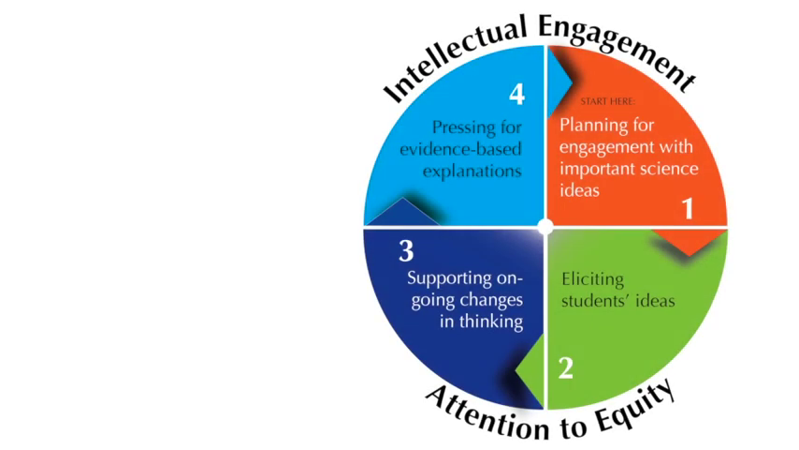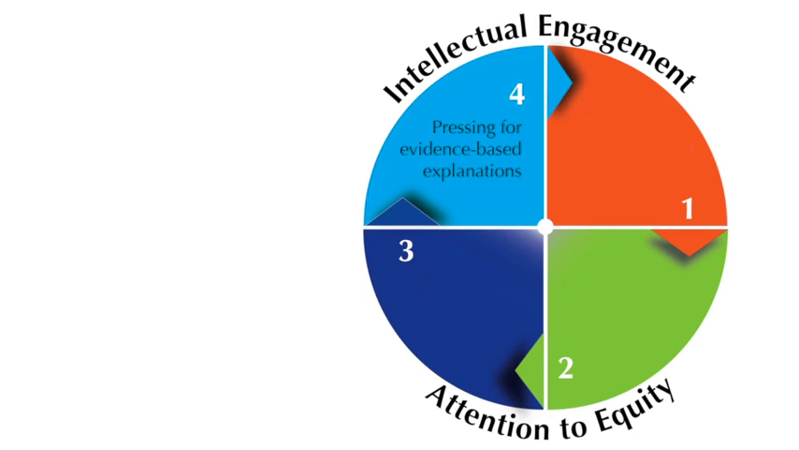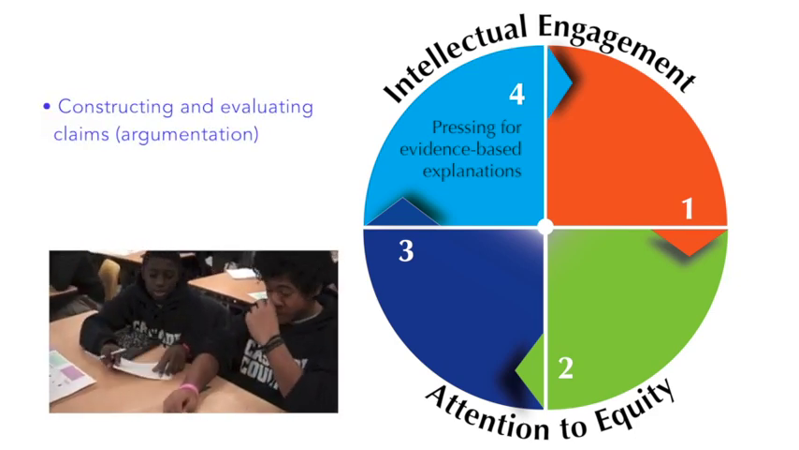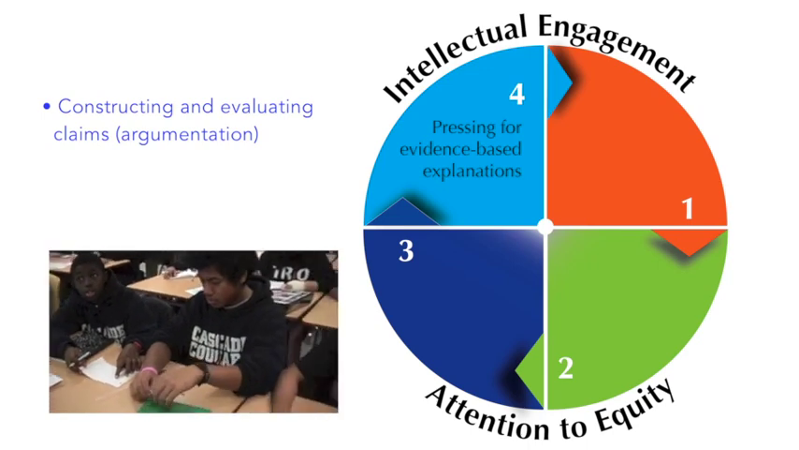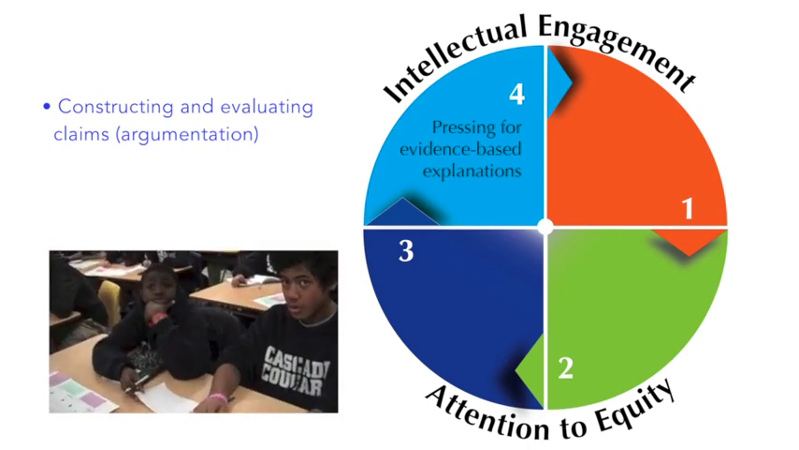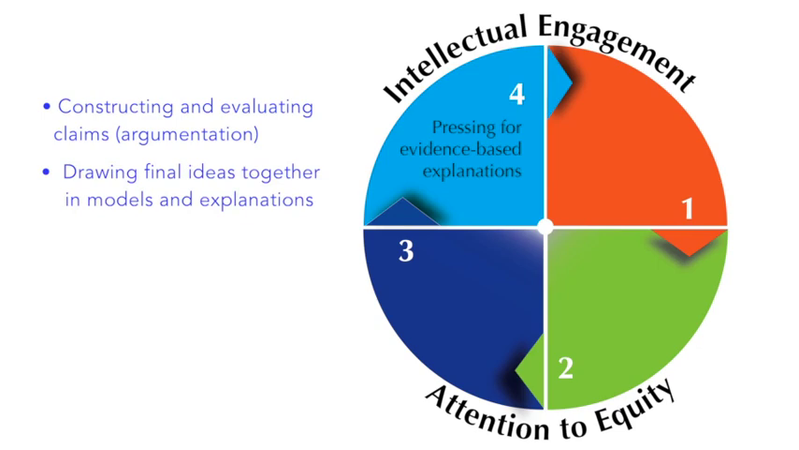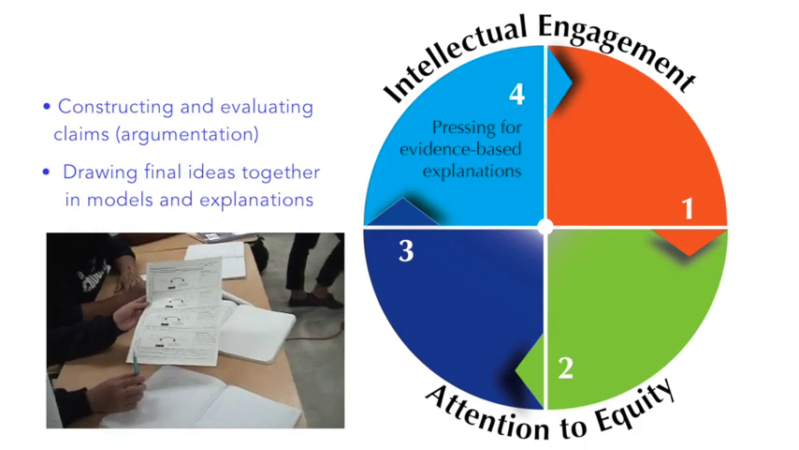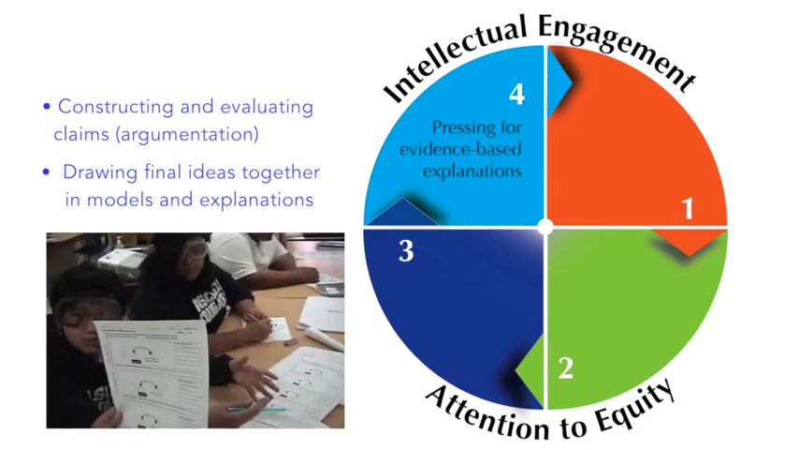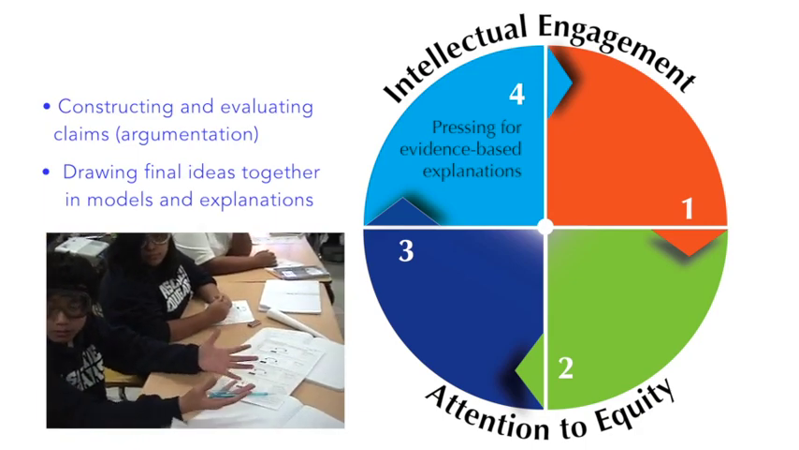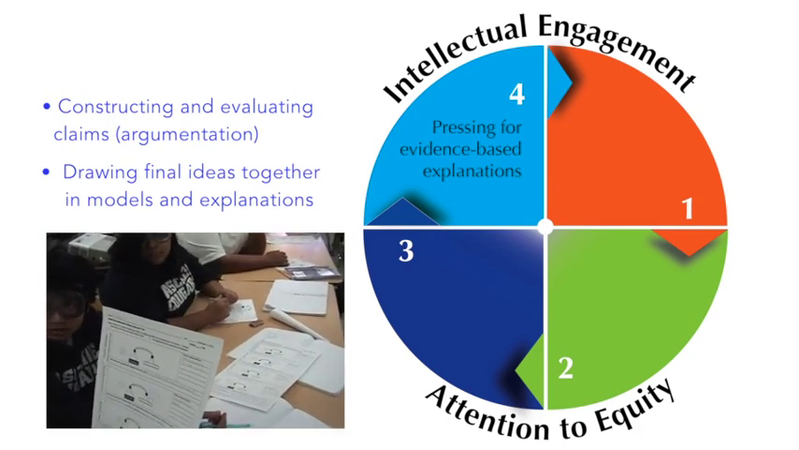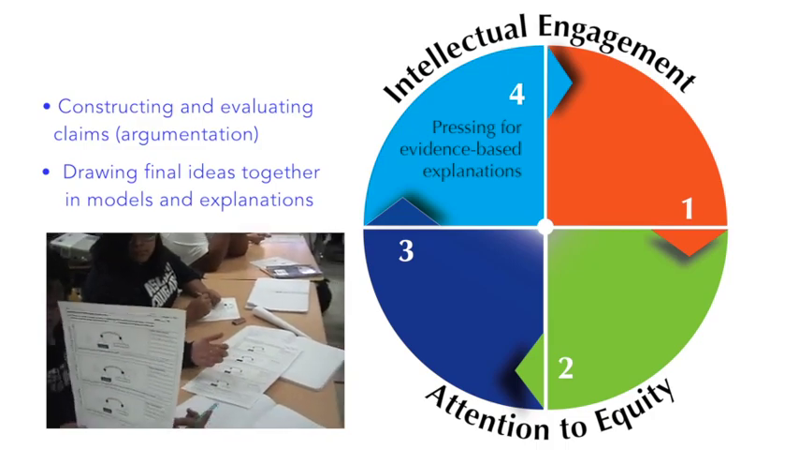This final set of practices, called pressing for evidence-based explanations, is used near the end of a unit. One of the practices involves students developing a final set of claims about the anchoring event and learning how to use evidence to support those claims. The other practice asks students to create a final explanatory model in both drawn and written forms that integrates ideas from multiple activities and readings throughout the unit. These two practices can be used in either order, depending upon how you'd like to coordinate students' intellectual work.